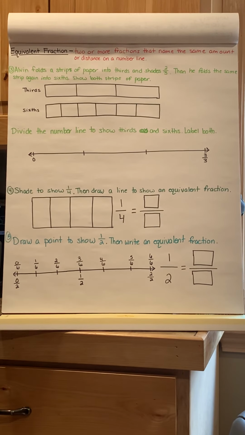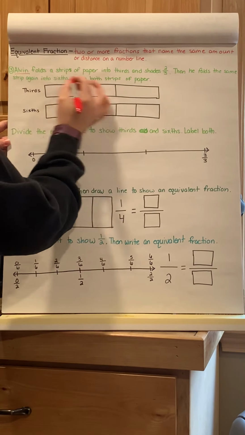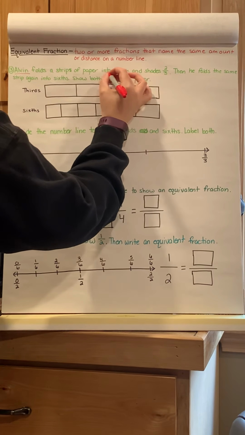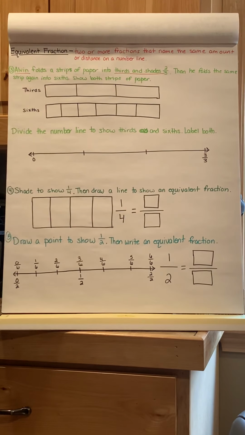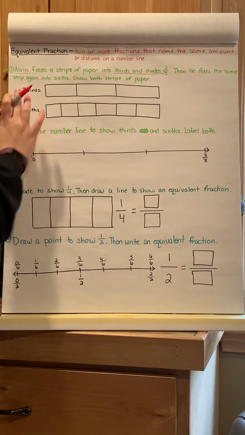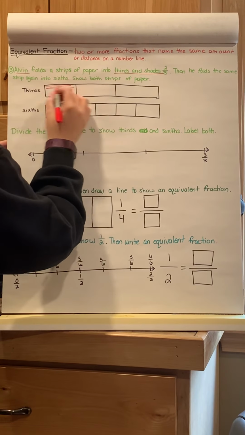So let's look at number 3 using our fraction strips. Alvin folds a strip of paper into thirds and shades 2/3. So Alvin splits it into thirds and shades 2/3. Then he folds the same strip again into sixths. Show both strips of paper. So first let's shade my 2/3. Here's where I'm working with my thirds.